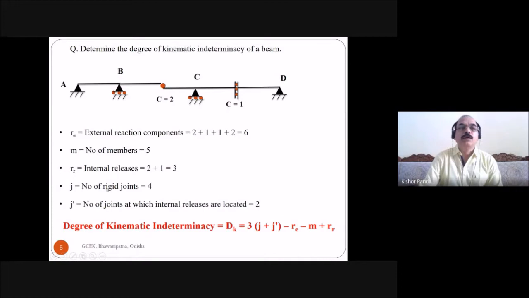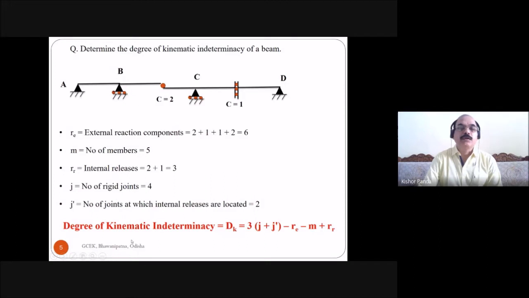And how many rigid joints? This is one rigid joint, this is one, this is one, and this is one. 4 joints. So J is equal to 4. Then Z', the number of joints at which internal releases are located. This is one joint where an internal release is located, and this is one joint. Here also internal releases are located. So you have to take 2. Z' is equal to 2.